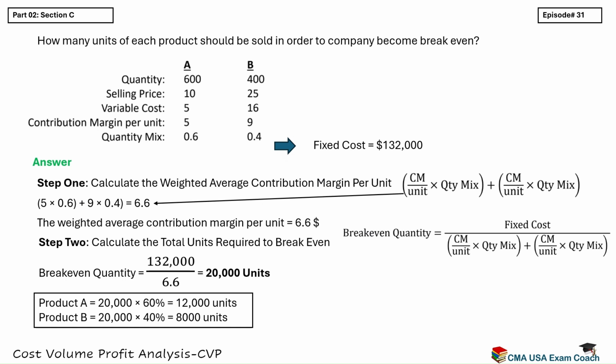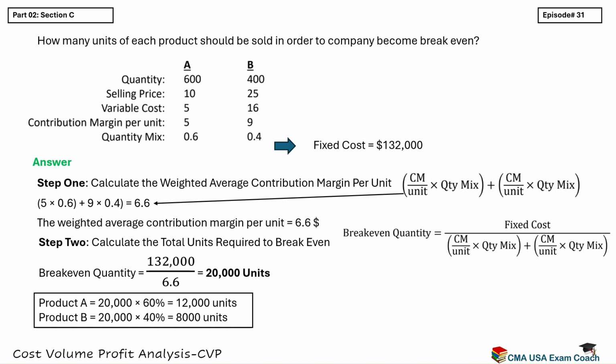Final answer. To break even, the company must sell 12,000 units of product A, and 8,000 units of product B. This product mix will generate enough contribution margin to exactly cover the fixed costs of $132,000. At this level, the company will be at break-even, no profit, no loss. And that's how we calculate the break-even point in a multi-product situation, using quantity mix and contribution margins.